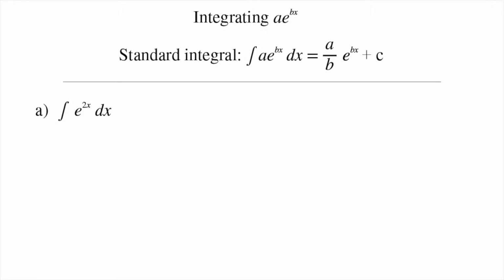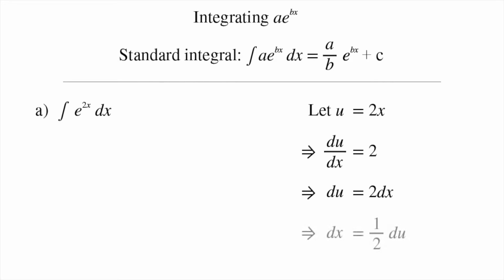So, let u equal 2x, then we have that du by dx is equal to 2, so that du is equal to 2 dx, and thus dx is equal to 1/2 du. So, when we put that change of variables into the integral, we get that the integral of e to the power 2x with respect to x becomes the integral of e to the power u times 1/2 with respect to u, which we can rewrite more neatly as the integral of 1/2 e to the power u du.